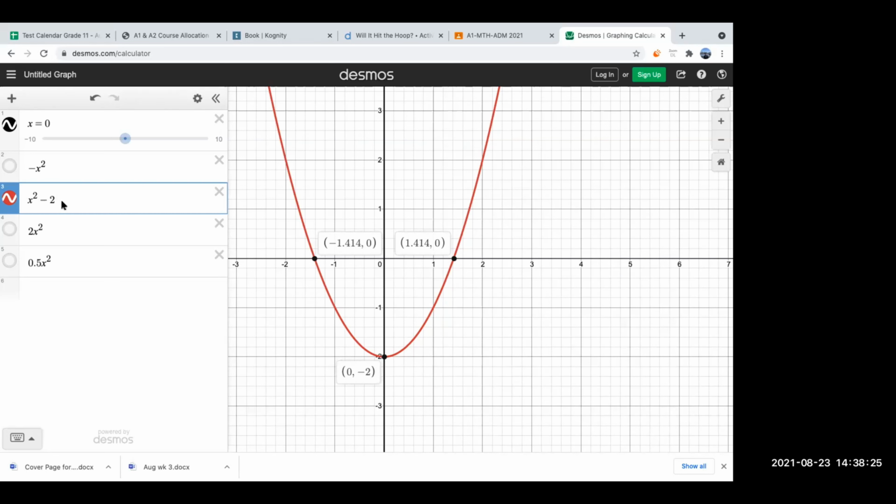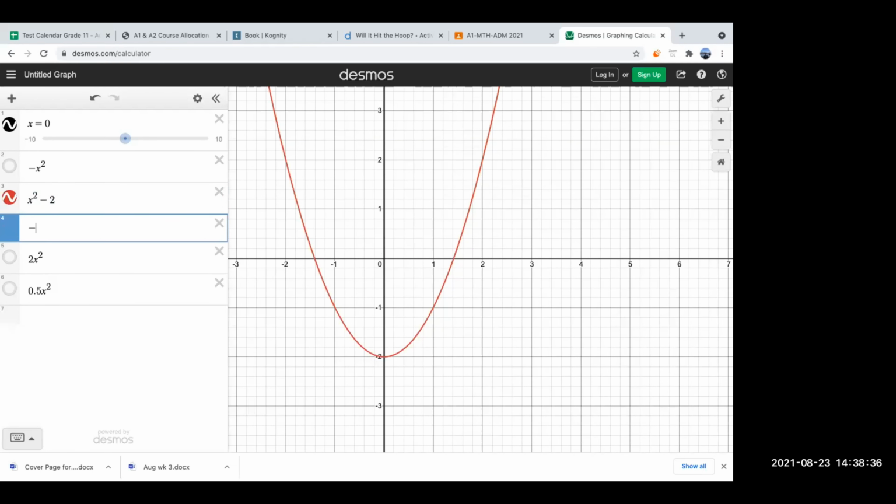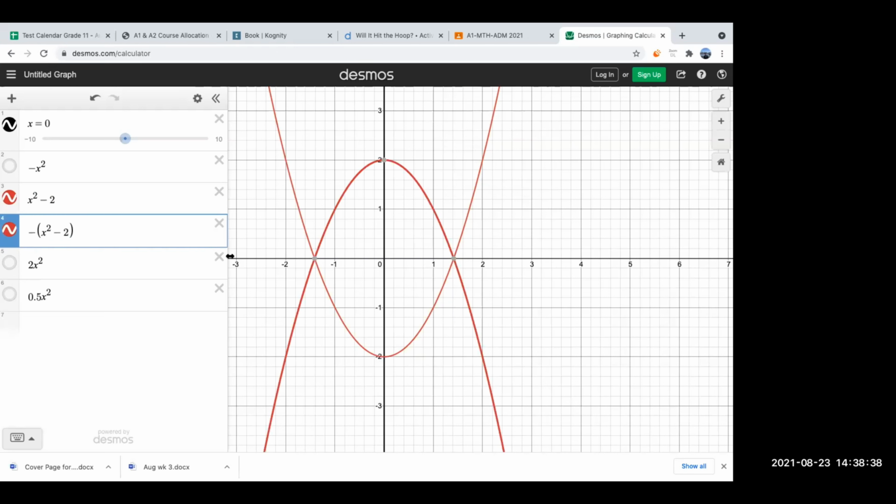ठीक है। Now how will the graph look like if I would have multiplied this equation by negative? सही है। What is the difference between the two graphs? What can you say about two graphs?